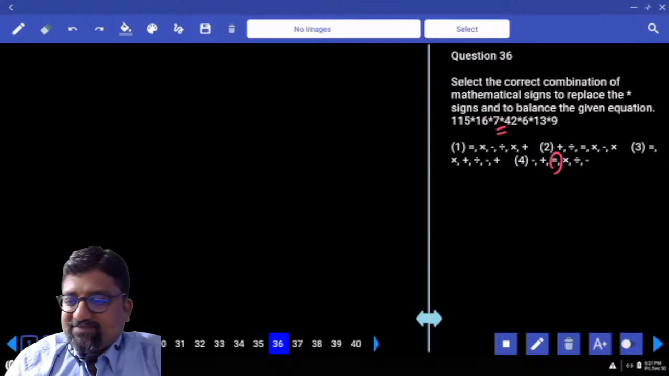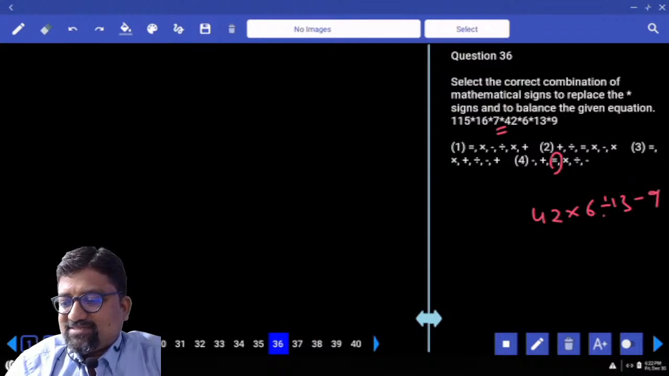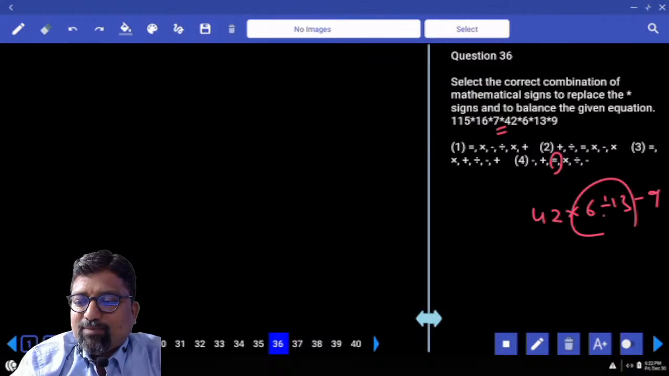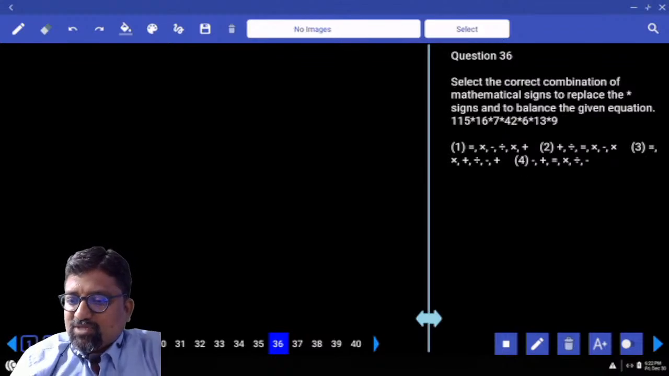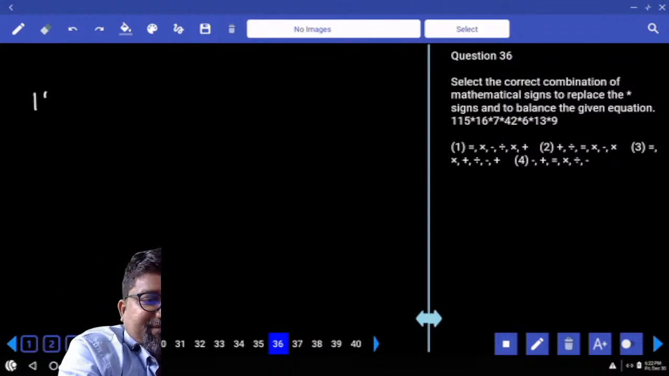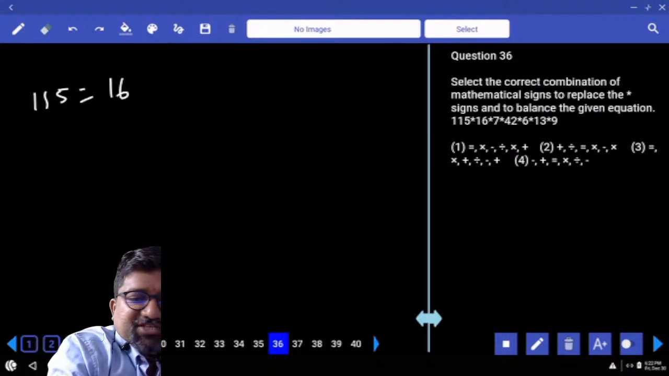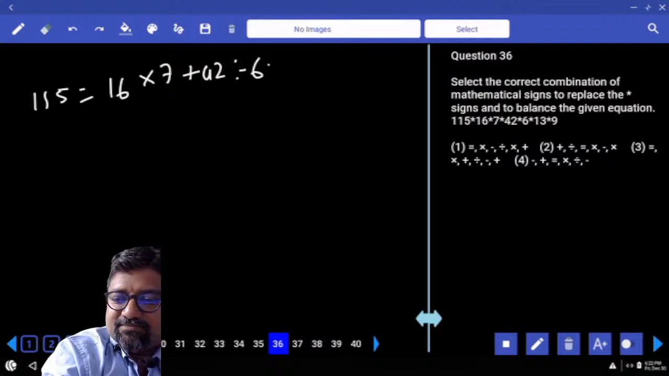Right. After that it is 42 into 6 divided by 13 minus 9. 6 divided by 13 gives decimals, and here there is plus minus. No way, is there any chance? No. Third option, BODMAS. See what the third option is. 115 equals what? 16 into 7 plus 42 divided by 6 minus 13 plus 9.